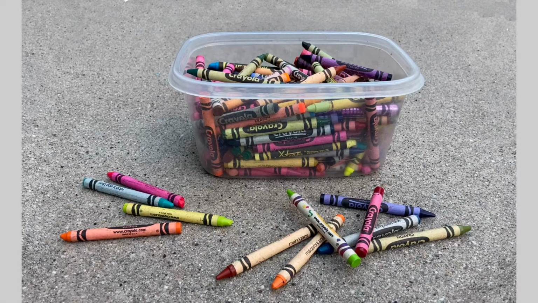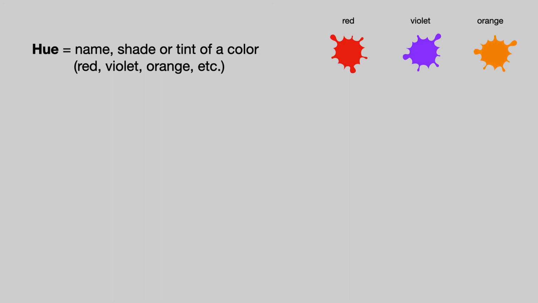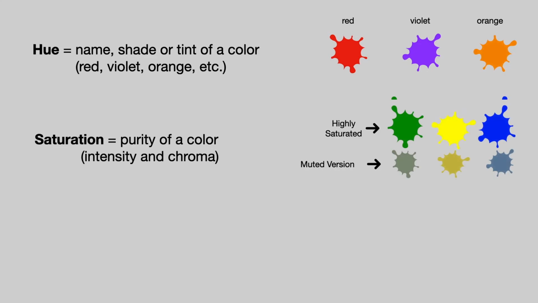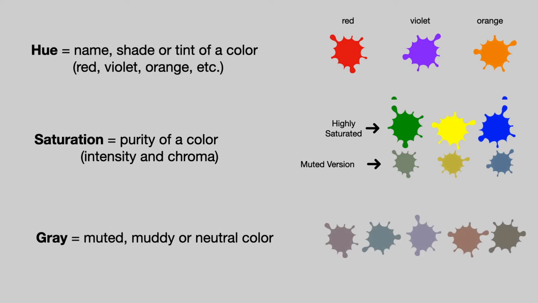In the world of color, there are three important words to know: hue, saturation, and gray. Hue is the name, shade, or tint of a color: red, violet, orange, etc. Saturation is purity of a color, intensity, and chroma. On the right, you see green, yellow, and blue. They're highly saturated, and underneath those colors is the muted version. They are less saturated. Gray is muted, muddy, or neutral color.